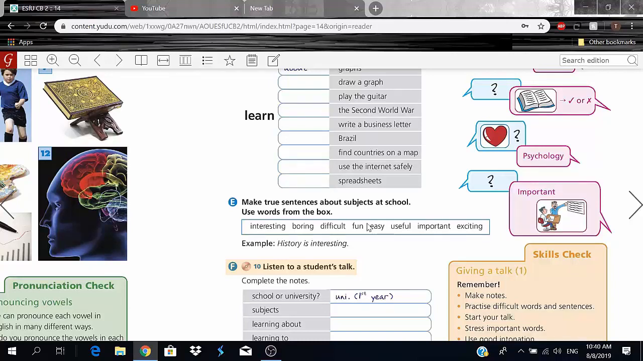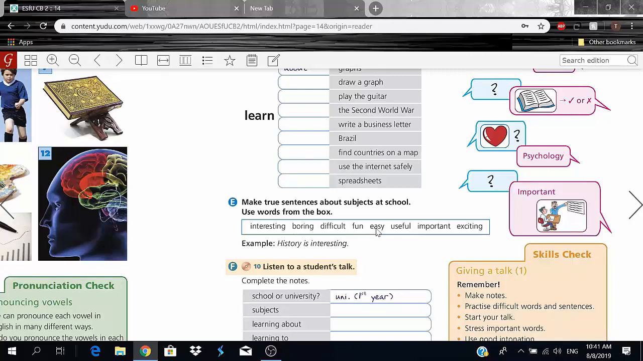What I might say might be different than what you have to say. So let's all just make our own true sentences, shall we? For example, we have interesting, boring, difficult, fun, easy, useful, important, and finally exciting. If I'm gonna rate my subjects at school, I'll probably say IT is interesting. History is interesting, that's also correct. I could say mathematics is boring, or math is boring, right? Chemistry is difficult, right? English is fun, or business studies is fun, okay?